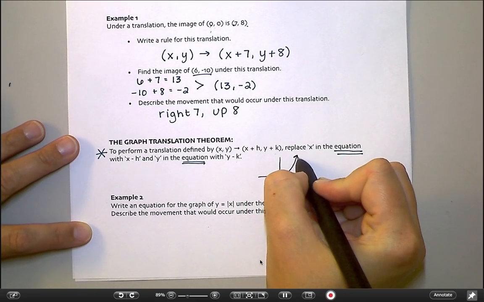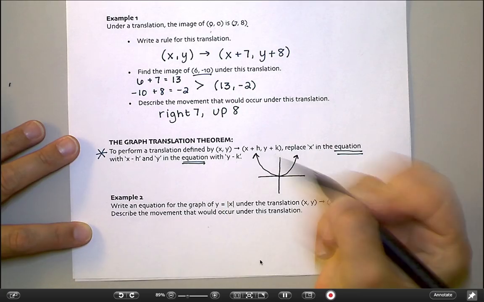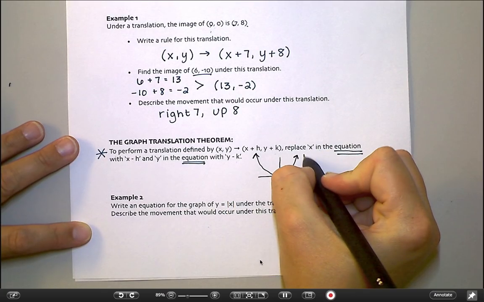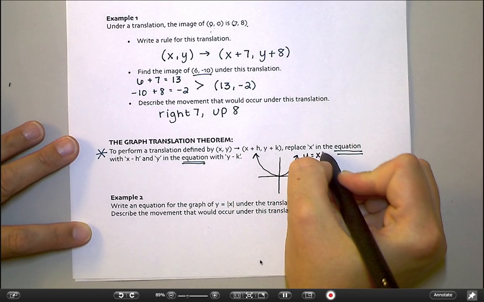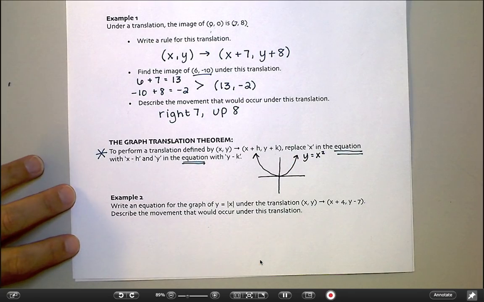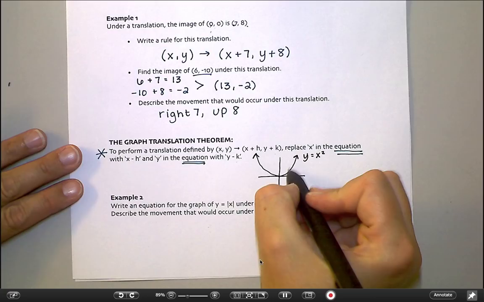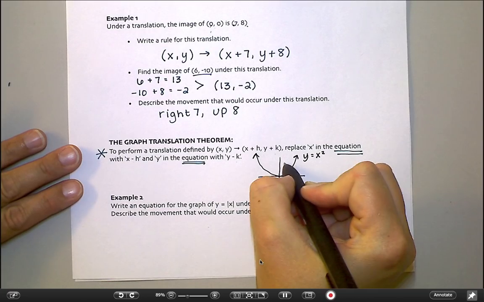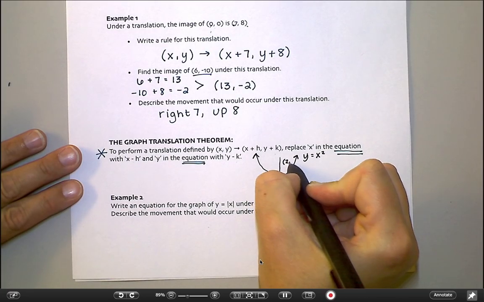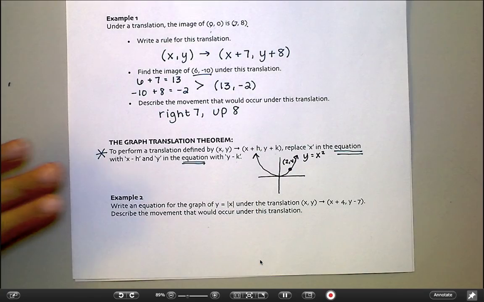Let's take the graph of y equals x squared. Oh, I made that a little wide, but that's okay. So this is y equals x squared. And let's just pick a point that we know would be on this graph. Like 2 comma 4 is on y equals x squared.